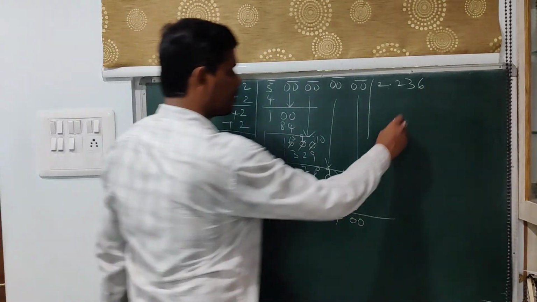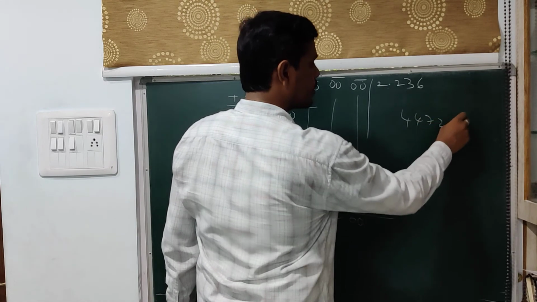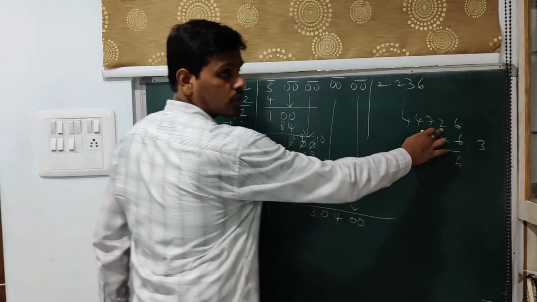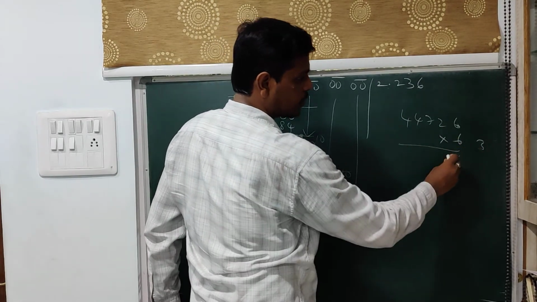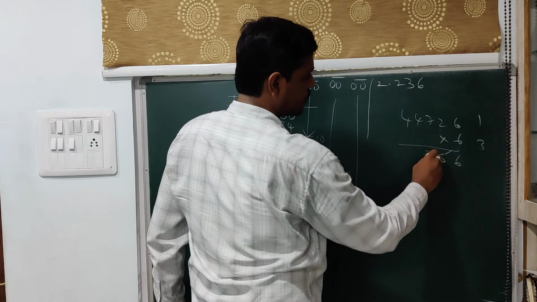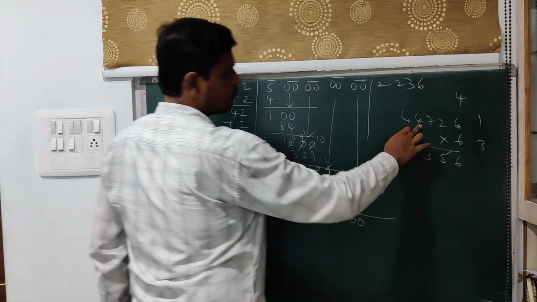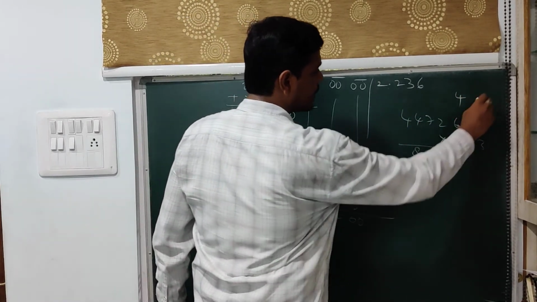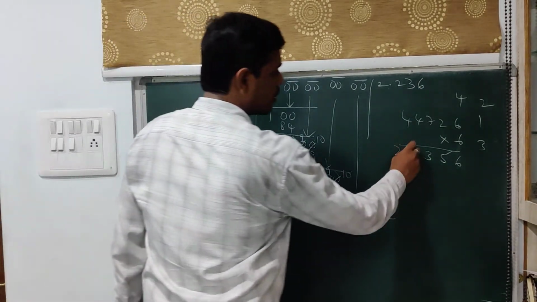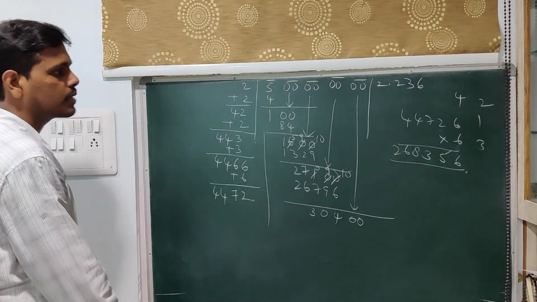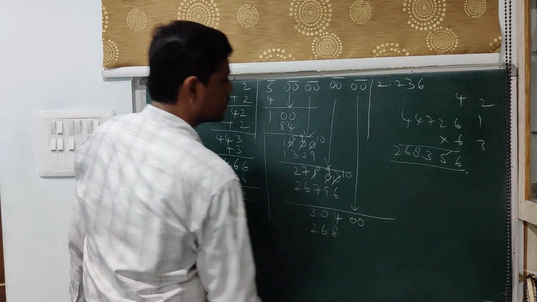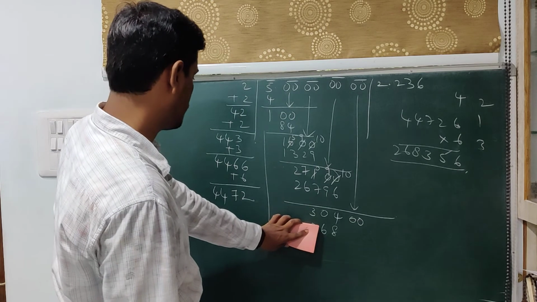So then what happens? 4, 4, 7, 2, 6. 6, 6 are 36, 6, 2 are 12, 12 plus 3 is 15, 6, 7 are 42, 42 plus 1, 43, 6, 4 are 24, 24 plus 4 is 28, 6, 4 are 24, 24 plus 2 is 26. So that is 2, 6, 8, yeah, wait a minute.